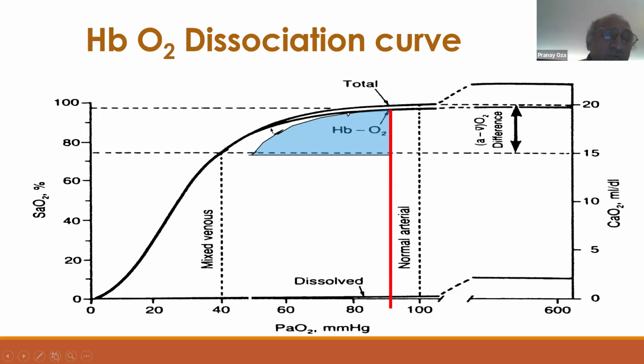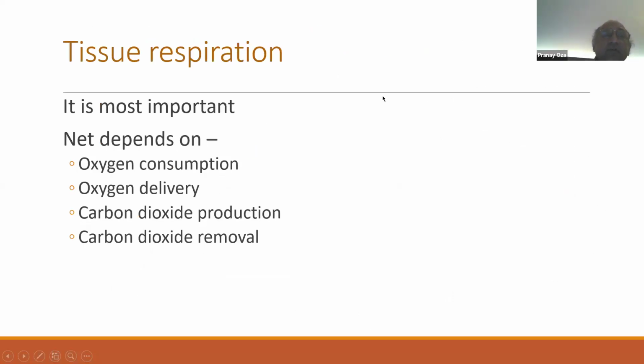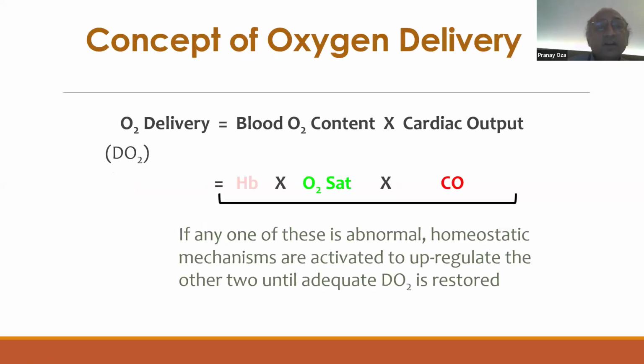And this is the curve which we learned in first year in physiology, the oxygen hemoglobin dissociation curve. Initially there's a steep rise in oxygenation, and then it becomes a steady rise. Okay. And that depends on the saturation. What is more important is your tissue respiration or tissue oxygenation, and that depends upon the oxygen consumption, the oxygen delivery, the carbon dioxide production, and the carbon dioxide removal.